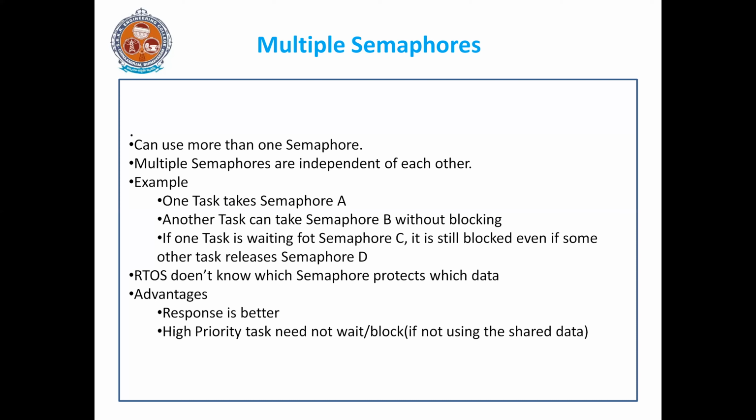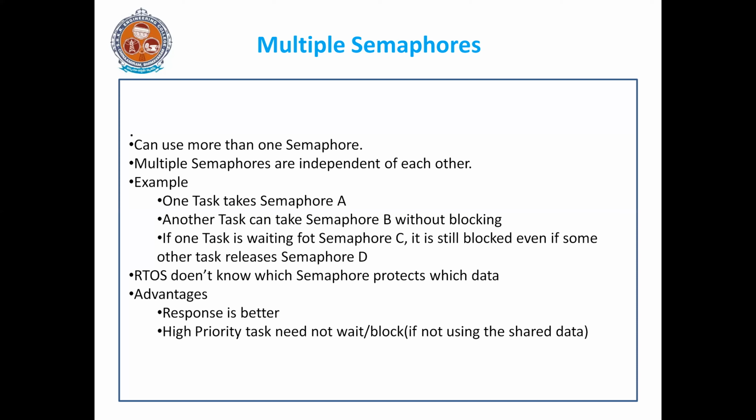Semaphore A may be protecting some data, semaphore B may be protecting some other data, and semaphore C may be protecting other data. Whatever data a task wants, it has to take the corresponding semaphore when using multiple semaphores. Which semaphore is taken by which task, all these details are not known by the RTOS. The RTOS does not know which semaphore protects which data, so this should be taken care of by the user.